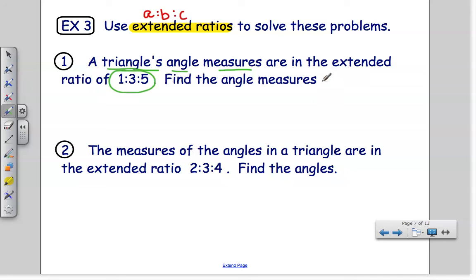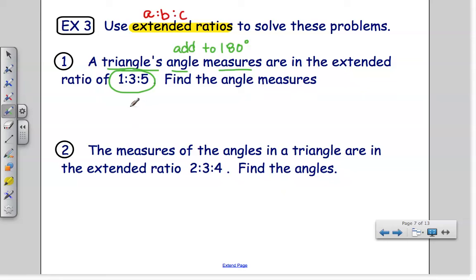Find the angle measures. Well, if we're talking about the angle measures in a triangle, what do you know about them? I know the angles add up to 180 degrees, and they're in this ratio of 1 to 3 to 5, so find the measures. Well, obviously we can't have 1 degree, 3 degrees, 5 degrees, because that does not add up to 180, that adds up to 9 degrees.